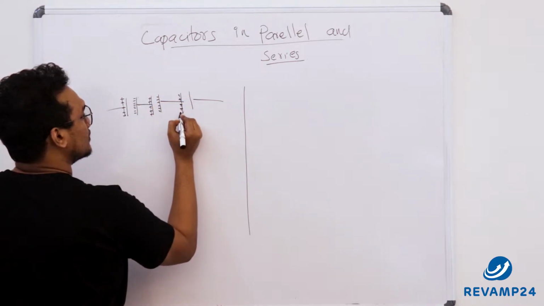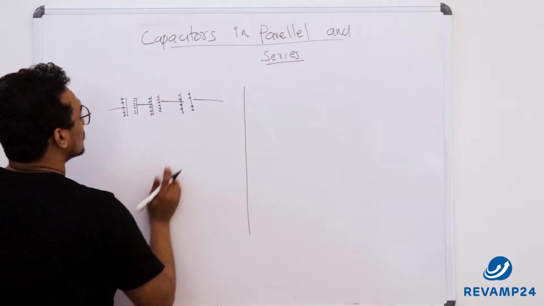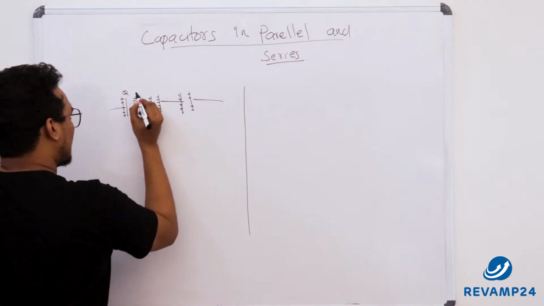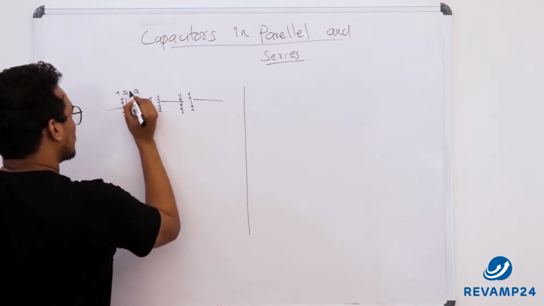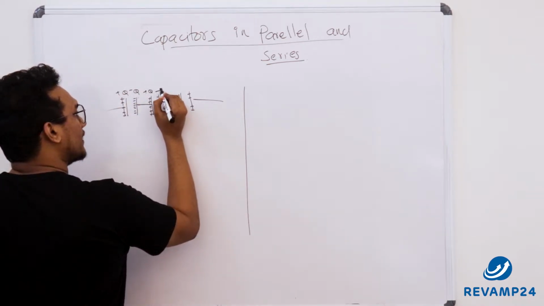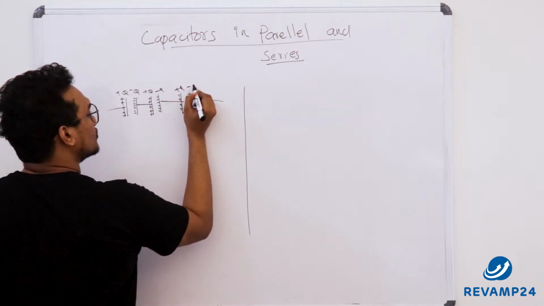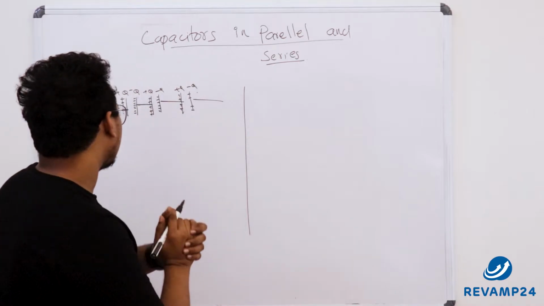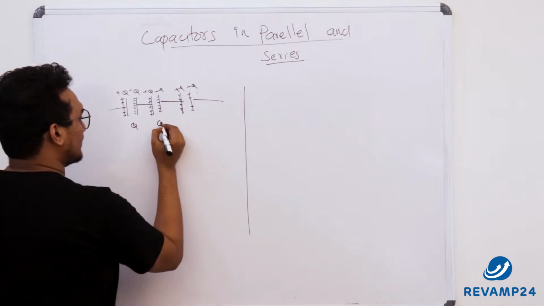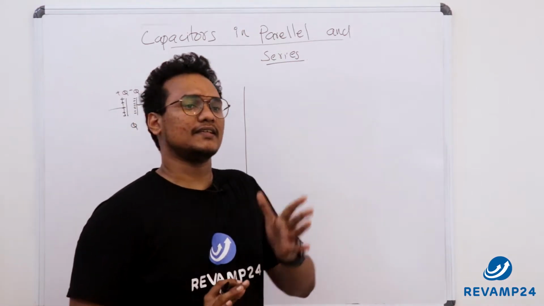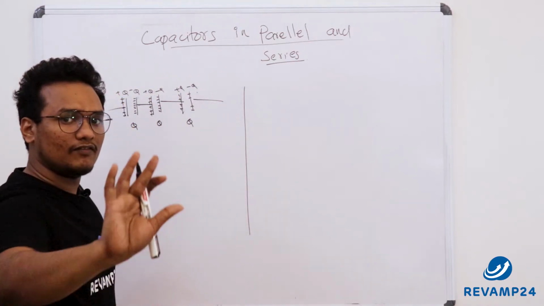So one thing is very clear, whatever charge we are giving, that will be induced here. So plus Q, minus Q, it will be the same amount here, plus Q, and minus Q here, plus Q here, minus Q here. So one thing is very sure, that the charge stored in each capacitor is the same when they are connected in series. But the potential will be different.